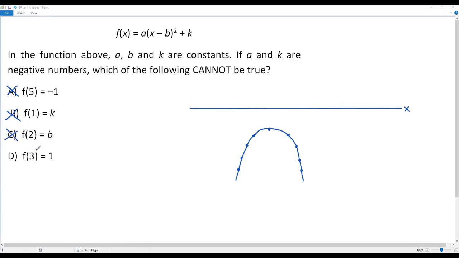Okay, here the value of y when x equals 3. So the value of y is positive, that is positive 1. Since the value of y is positive 1, it's not possible, because at any point on the parabola, the value of the y-coordinate has to be negative. So this one cannot be true. The correct answer choice for this question is option D.